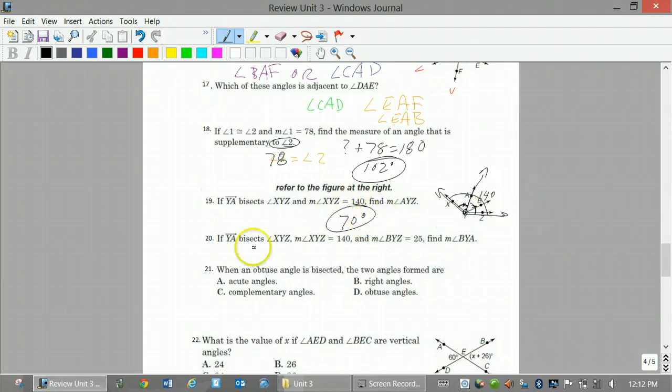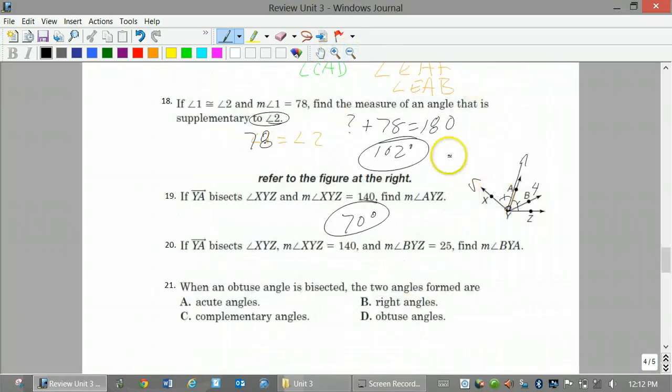Okay, well, let's do this. YA bisects XYZ. Okay, same scenario. That's congruent to this. And then XYZ, the big angle, I'm going to zoom in so it's easier. This big guy right here, that is 140 again. BYZ, this little guy right there, that little guy is going to be 25. What's BYA?